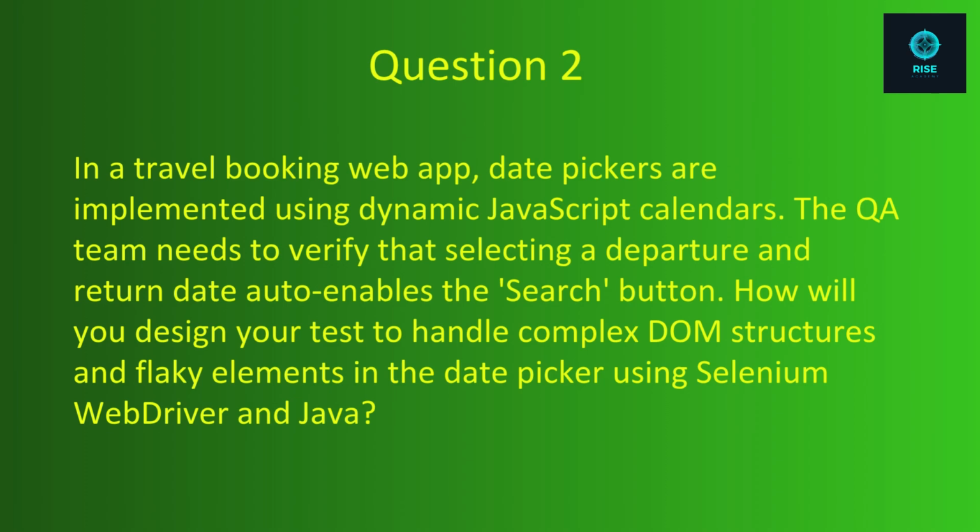The QA team needs to ensure that once the user selects both departure and return dates, the search button becomes active. Your test case must not only interact with a complex DOM, but also remain stable across varying load times and element IDs. How would you structure your automation to deal with non-standard elements and make this interaction reliable?